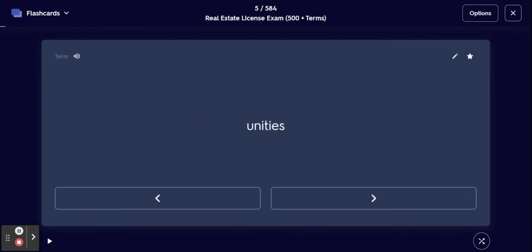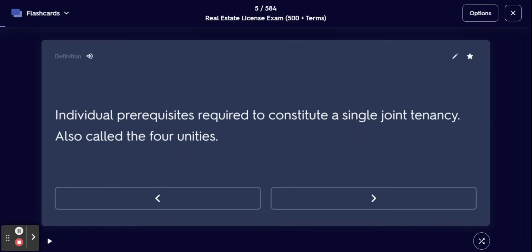Unities. Individual prerequisites required to constitute a single joint tenancy, also called the four unities.